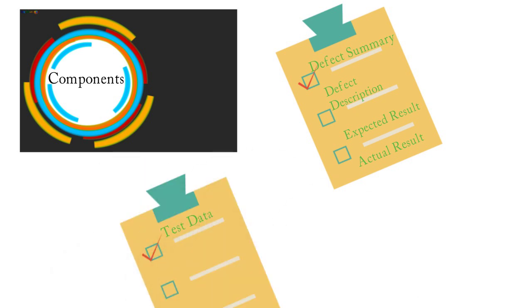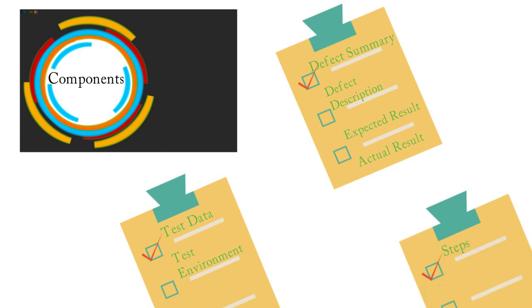The fifth component is test data. What are the test data which are used when the issue is found? The details of test data can be given here. In the next component, test environment, the details of the environment which is used for testing would be given here. The next component, steps to recreate the issue, would be mentioned. This section tells the details on how the issue can be created again. This section is very important as developers follow exactly what is mentioned in this section to recreate the issue, because they use this for investigation purposes.